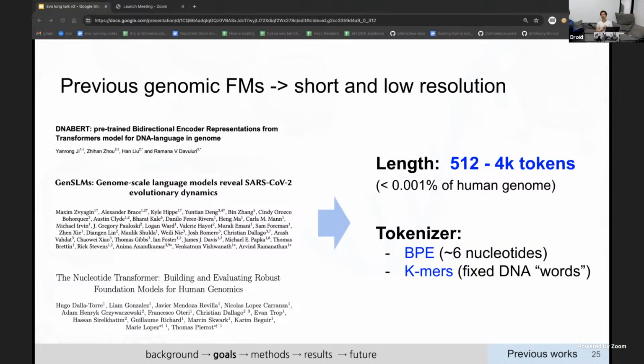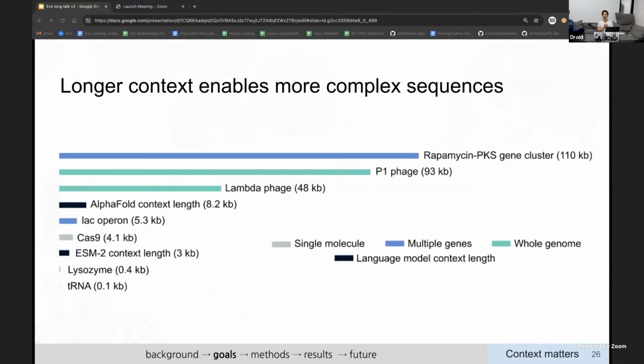This other dimension is the tokenizer. This is a key step in foundation models, where we dictate the resolution of the data that you want to model. In language, we typically use BPEs, or byte pair encodings, which aggregate groups of characters into meaningful words. In DNA, it could be a similar process. You can also use k-mers, or fixed DNA words. These are approaches that previous genomic foundation models have taken, but we argue that there should be a different approach for DNA, because of its differences from natural language, which I'll talk about.